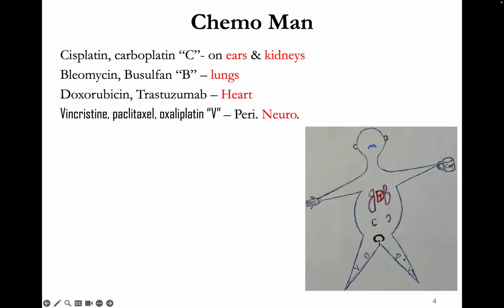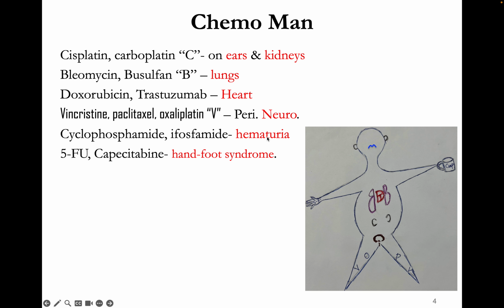Vincristine, Paclitaxel and Oxaliplatin. All these three can cause peripheral neuropathy. Then the toxicity is mainly in neurons and it is peripheral neurons. So those drugs cannot pass the blood-brain barrier. That's why peripheral, okay? Then cyclophosphamide, C, and ifosfamide, both can cause bladder bleeding, that is hemorrhagic cystitis, so hematuria.